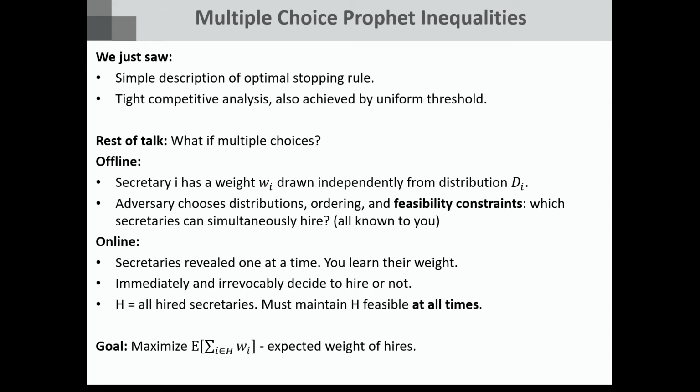So now what happens online, the secretaries are still revealed one at a time. You still immediately and irrevocably decide whether or not to hire. But now instead of only being allowed to hire one secretary, it must be the case that the set of secretaries you've hired so far has to be feasible at all times. Okay, and your goal is to maximize the expected sum of weights from the secretaries you hire.